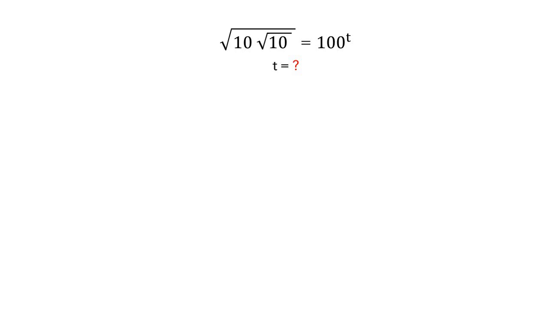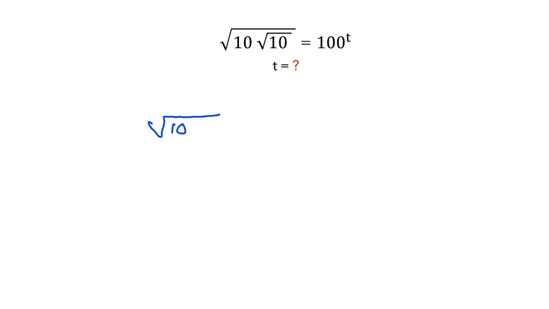We have a very nice equation problem here. We have the equation square root of 10 times square root of 10 equals 100 to the power t. We have to solve this equation for t. Let us start.